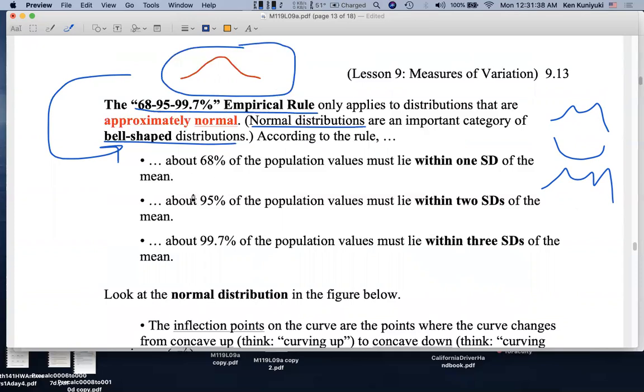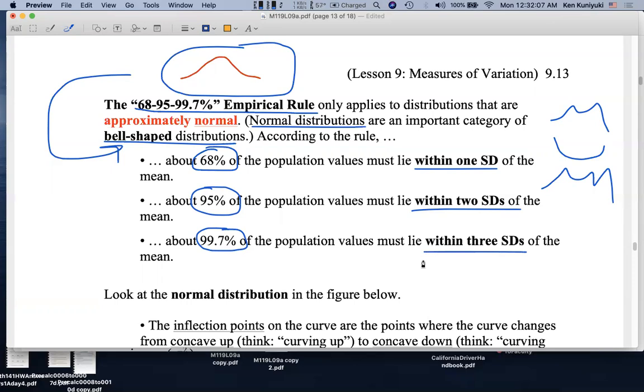But if we do have an approximately normal distribution, something like a bell shape like this, then what the empirical rule says is that about 68% of the data values will lie within 1 standard deviation of the mean. Chebyshev's theorem didn't say anything about data values within 1 standard deviation of the mean. The empirical rule does. The empirical rule also says that about 95% of the data values will lie within 2 standard deviations of the mean, and about 99.7% of the data values will lie within 3 standard deviations of the mean.